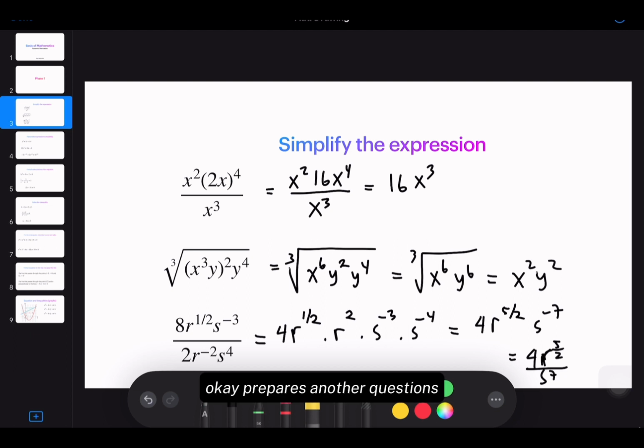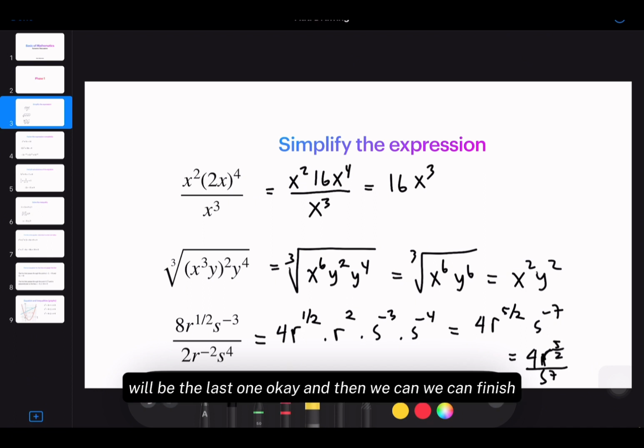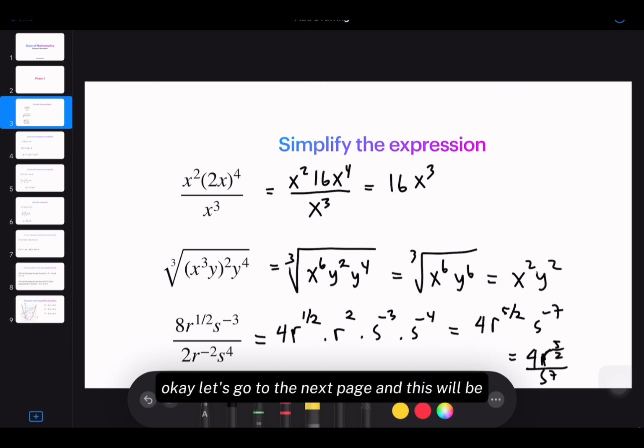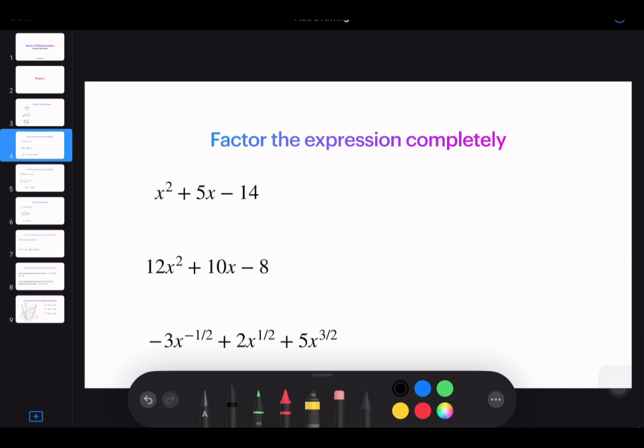Okay, I prepared another question, so this question before we end the lecture, okay? I think the next page will be the last one, and then we can finish. Okay, let's go to the next page. And this will be the factor.